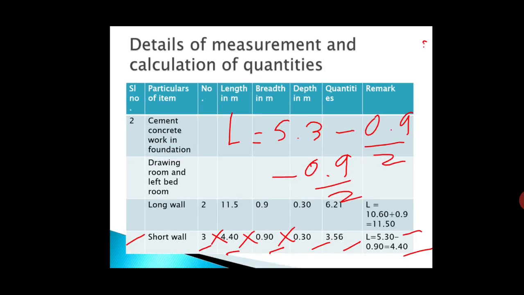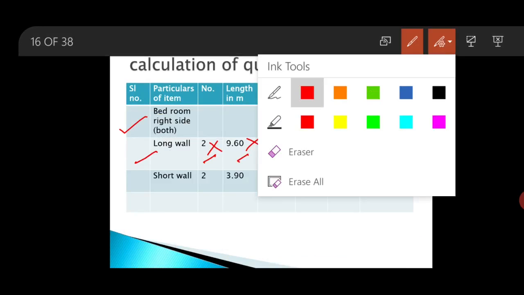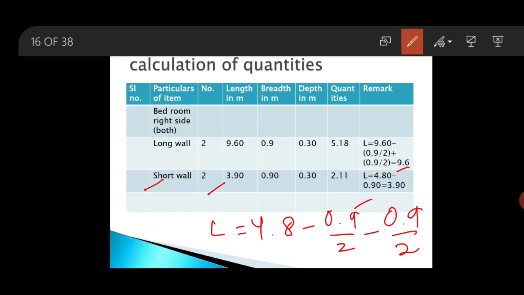Now move to the details of measurement form. Here, short wall, two numbers. Length is obtained by subtracting half of the width from both the side. That means one width, which is equal to 3.9. Width is 0.9, thickness is 0.3. So by multiplying these three, we will get the quantity as 2.11 cubic meter.